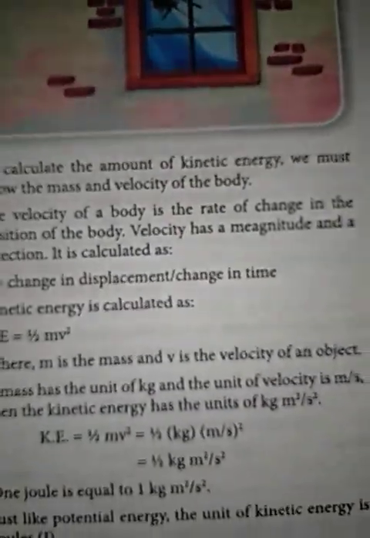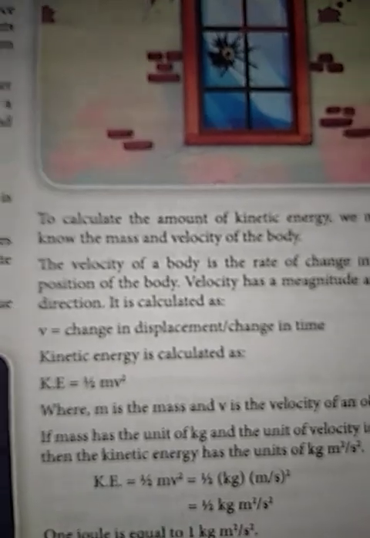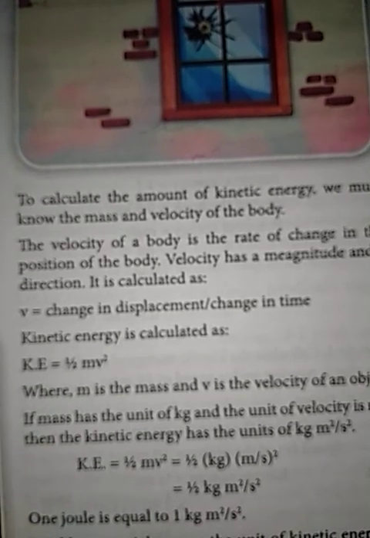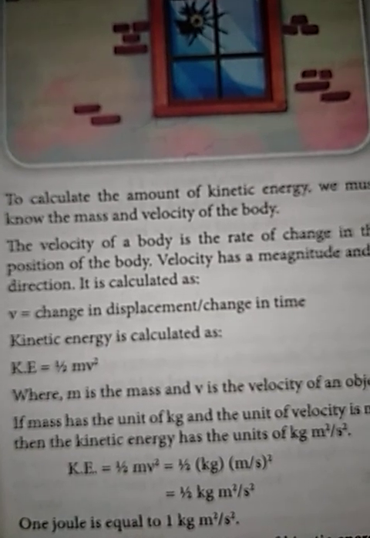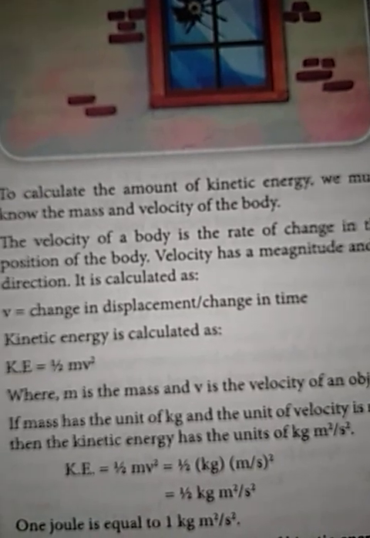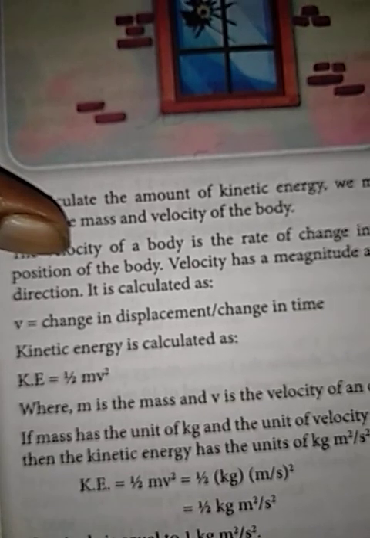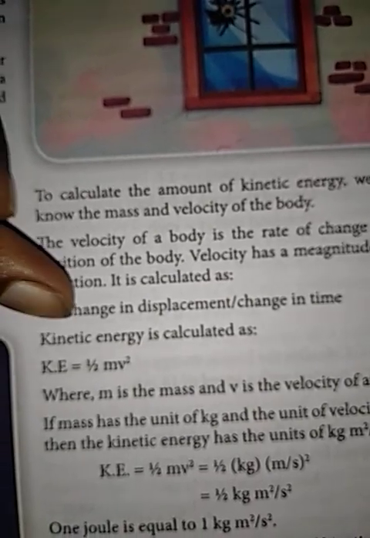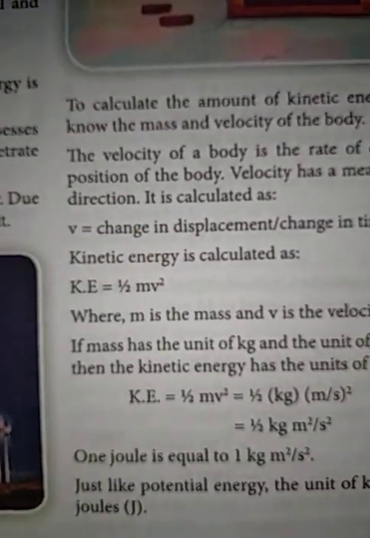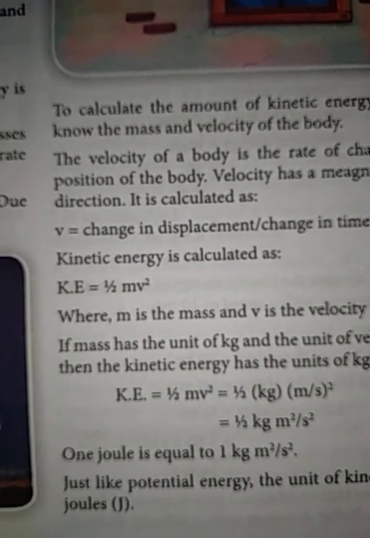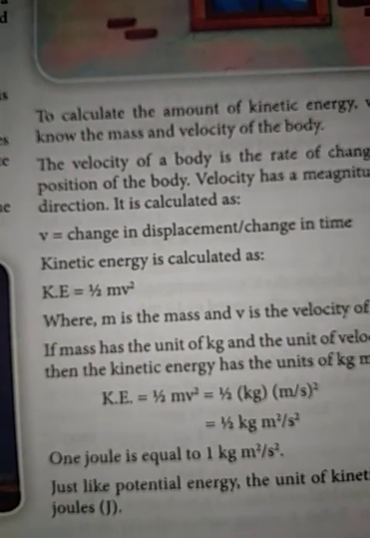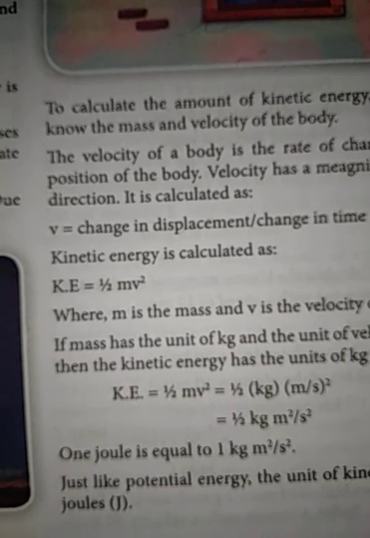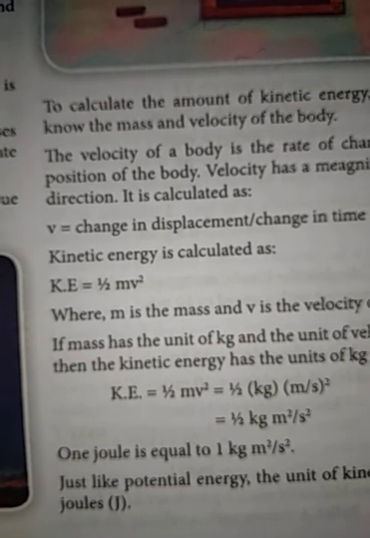To calculate the amount of kinetic energy, we must know the mass and velocity of the body. The velocity of a body is the rate of change in the position of the body. And velocity has magnitude and direction. So it is calculated as velocity v is equal to change in displacement by change in time. So kinetic energy is equal to half mv square, where m is the mass of the object and v is the velocity of the body. If mass has the unit kilogram and the unit of velocity is meter per second, then the kinetic energy has the unit of kilogram meter square per second square.